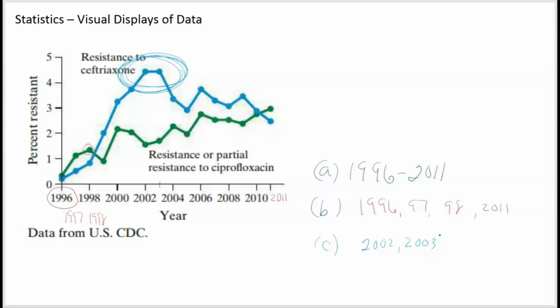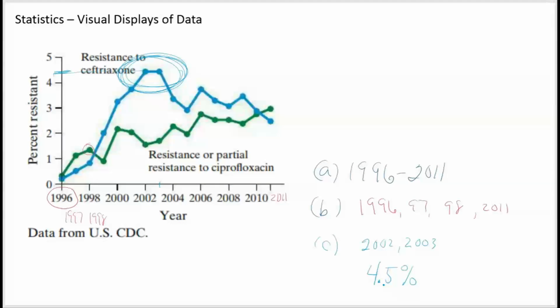Now, what's the actual resistance? So then you work yourself over here to the left, and it says percent resistance. So that would be 4.5% resistance. And that would answer question C.